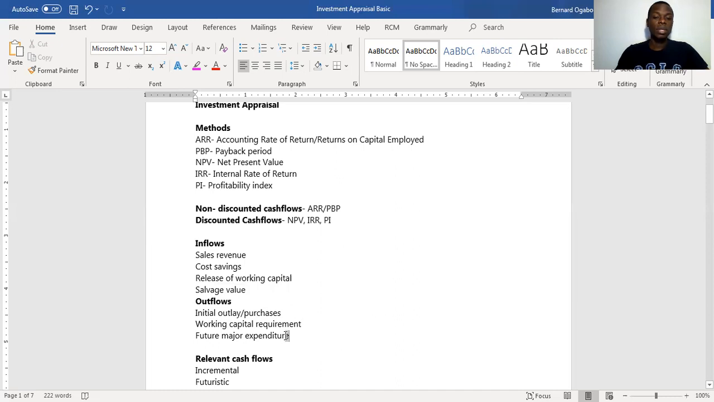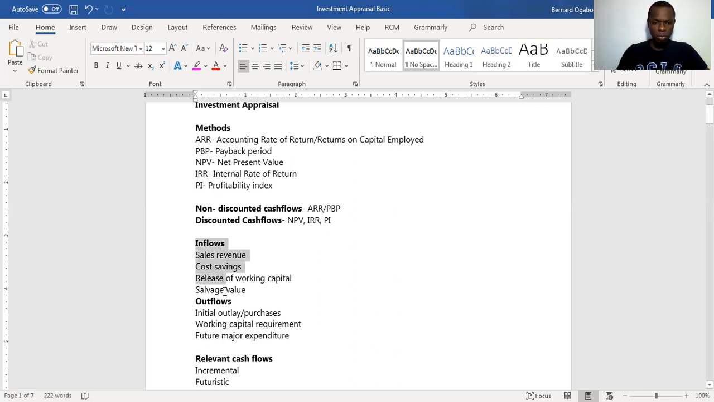If I'm going to incur future major expenditure, let's assume I have a machine where a certain component needs to be changed, let's say every 3 years, and this machine is supposed to last for 6 years. The changing of that component will extend the useful life of that machine. That becomes a future major expenditure related to this project or this machine. That is to be calculated as cash outflow.